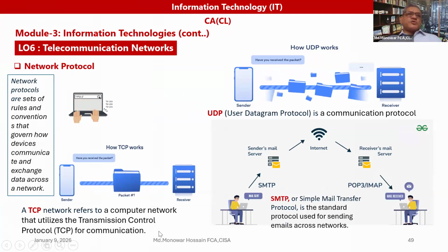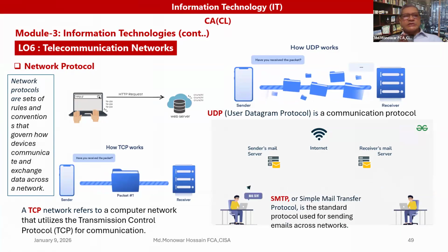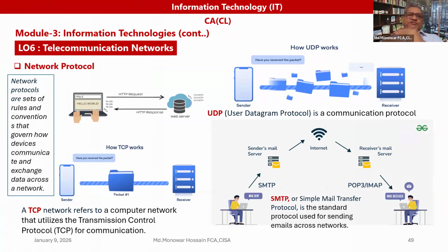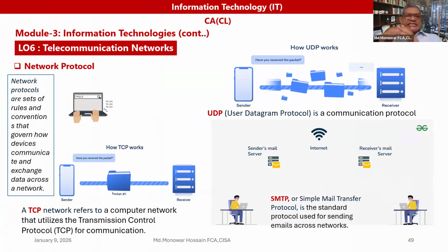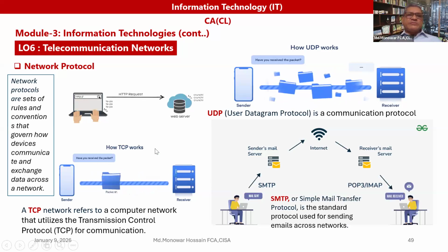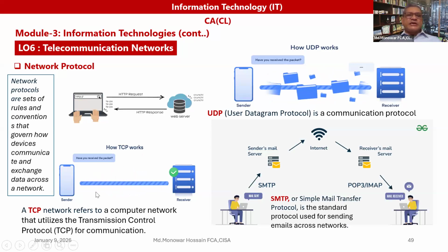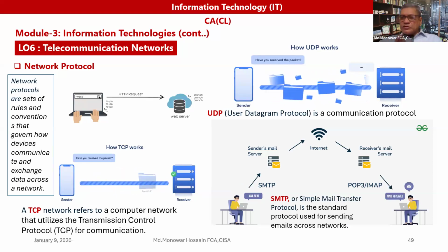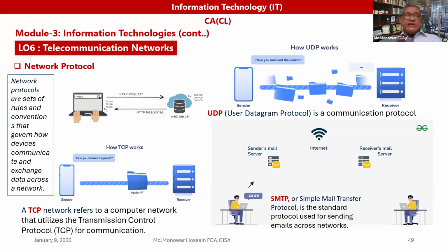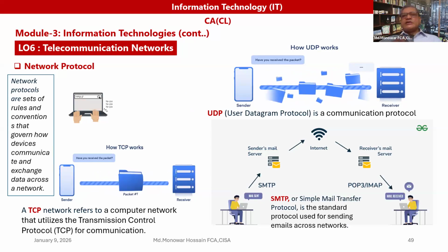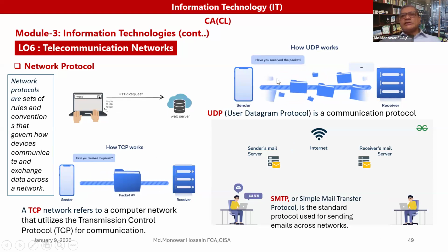And we know network protocols are sets of rules. That means standards and conventions that govern how devices communicate and exchange data across the network. And if we see here how TCP works, TCP works this way, because a TCP network refers to a computer network that uses the transmission control protocol. We can say that TCP is for communication. And user datagram protocol, UDP, is a communication protocol. It works this way.